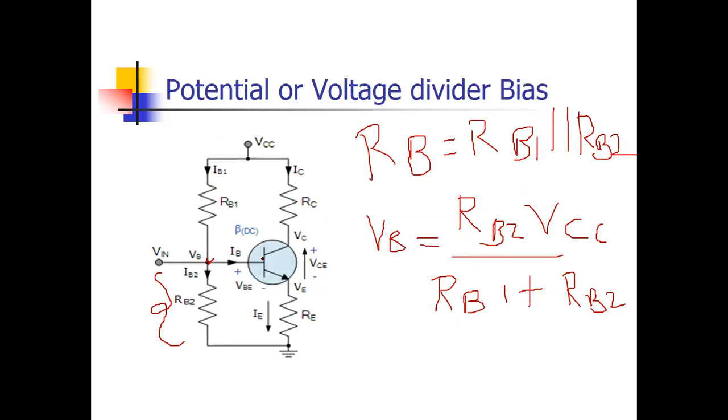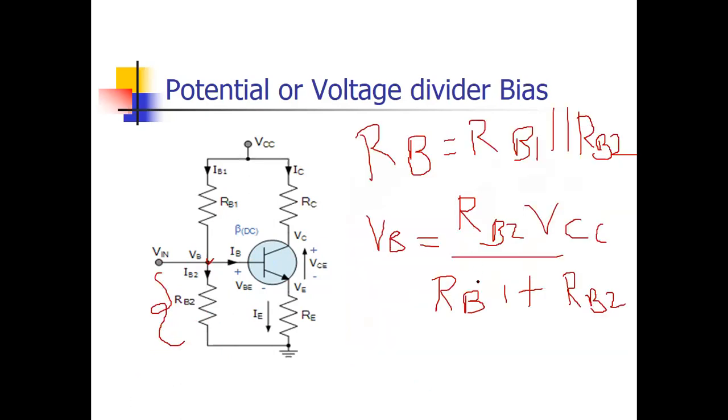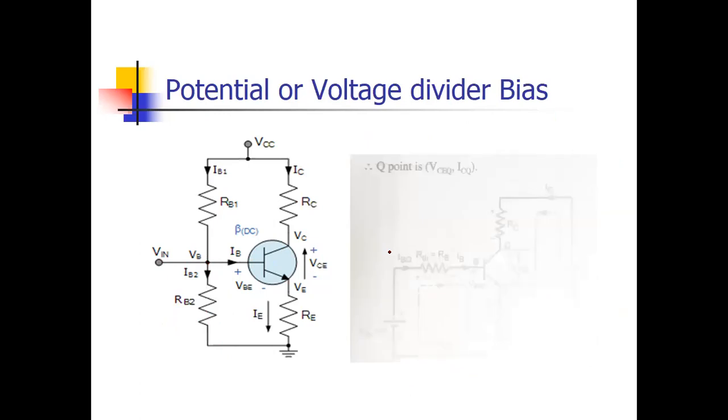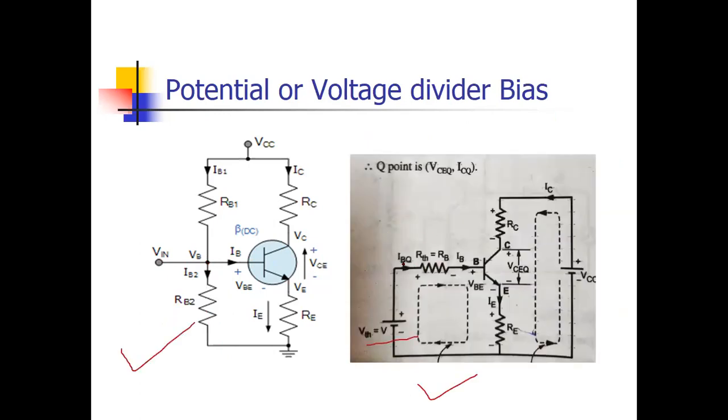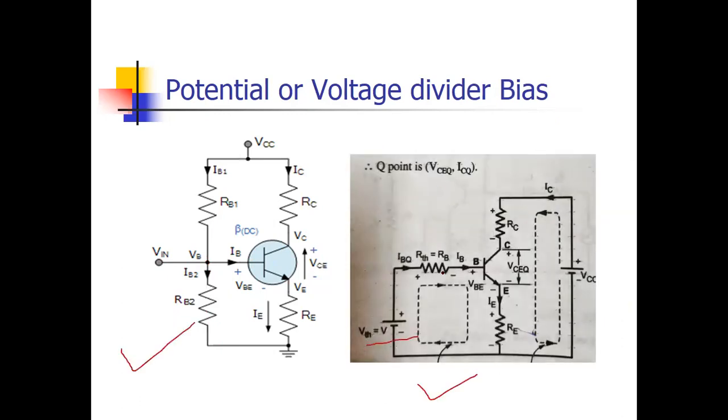So again remember, this is the circuit of voltage divider bias. In this circuit, the voltage across this is RB2 VCC upon RB1 plus RB2, and the resistance at the base is RB1 parallel RB2. So this circuit can be redrawn like this. Now we can directly put here VB, the base voltage, and this RB is RB1 parallel RB2, this resistance, and the rest of the circuit is the same.